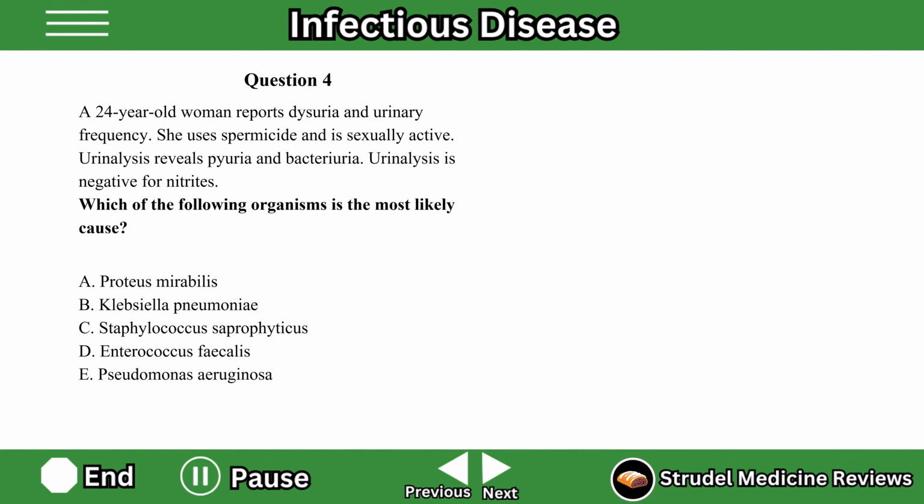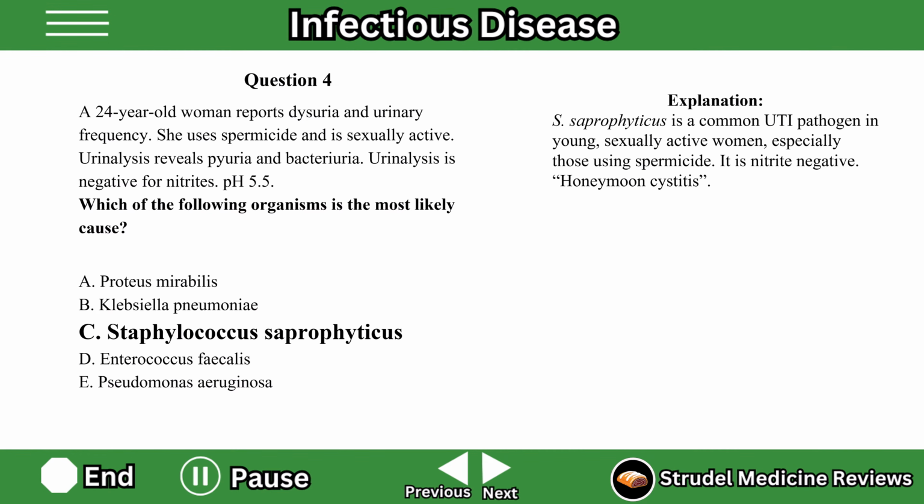So for question number 4, you should be thinking that the correct answer is C, Staphylococcus saprophyticus, and that's because in this question they give you a young woman who has a history of being sexually active and also using spermicide, and then the urinalysis is negative for nitrite, so it's a nitrite negative pathogen. So that should make you think of Staphylococcus saprophyticus.